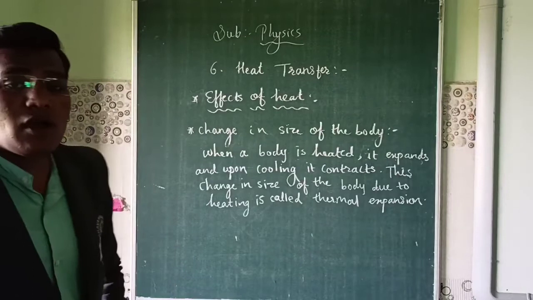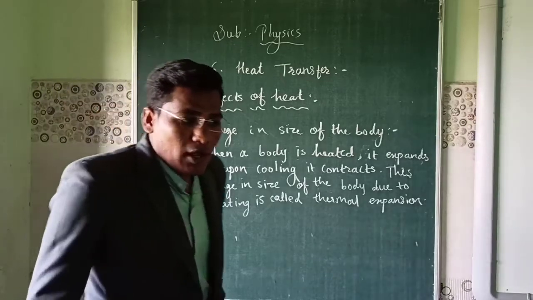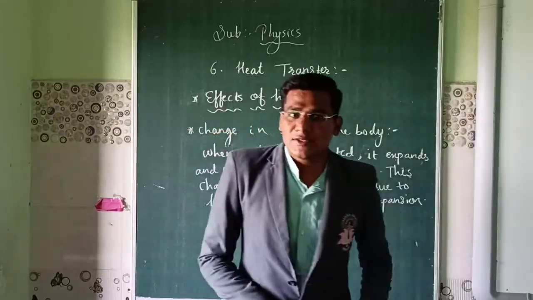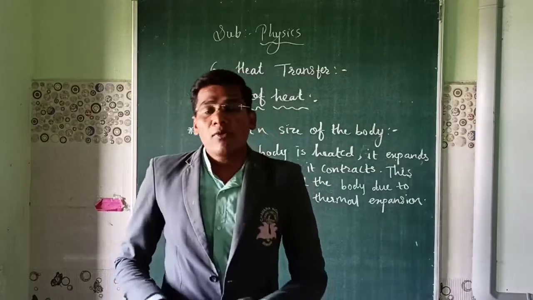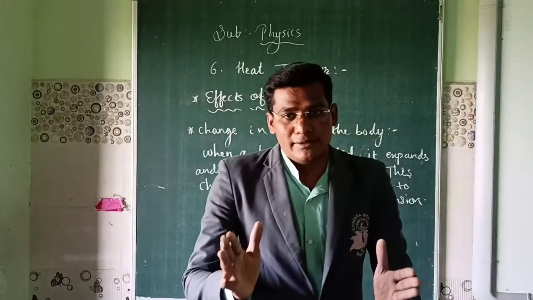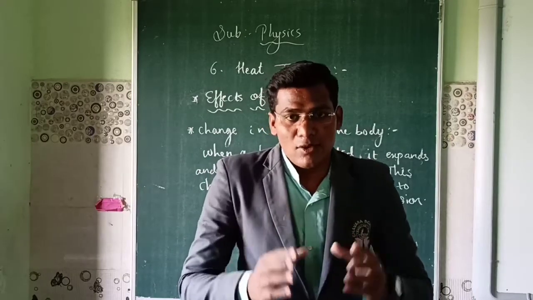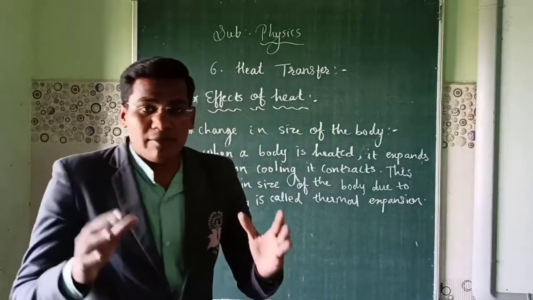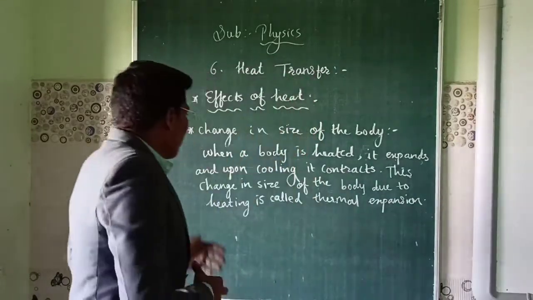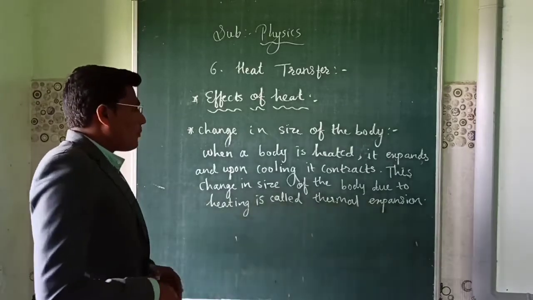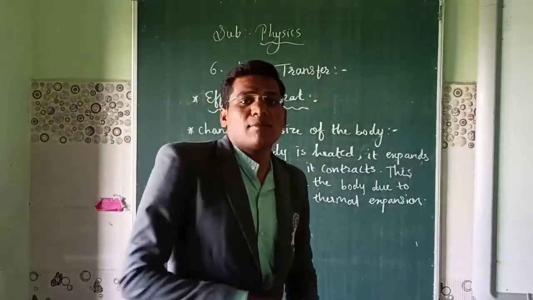Now the last effect of heat is change in the size of the body. As we know, solid, liquid and gases are the three states of matter. Whenever a body is heated, it starts to expand, which means there is a change in the size. Whenever the body cools, it contracts, and that also changes its size. So when a body is heated, it expands, and upon cooling, it contracts. This change in the size of the body due to heating is called thermal expansion.